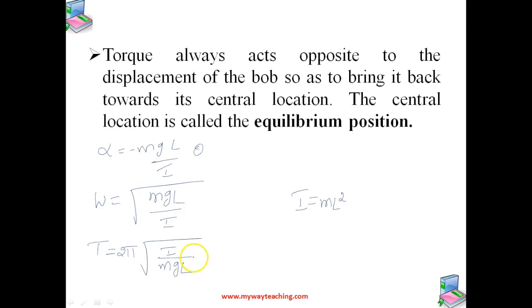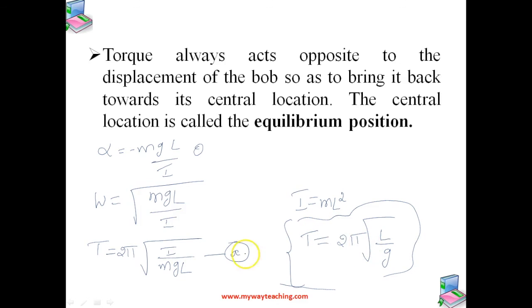Then this equation gives the well-known formula for the time period of a simple pendulum. That is, T is equal to 2 pi square root of L by g. This is the well-known equation for the time period of a simple pendulum. We use it in solving problems in calculating the time period.